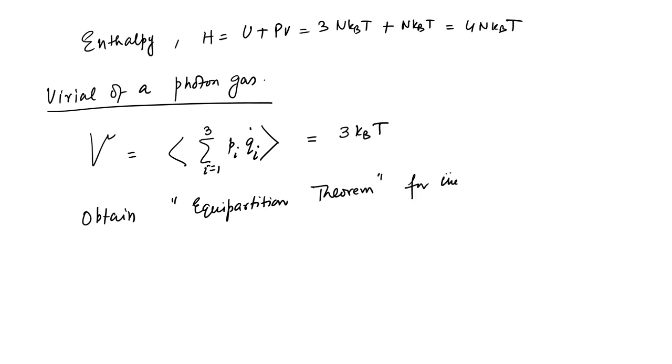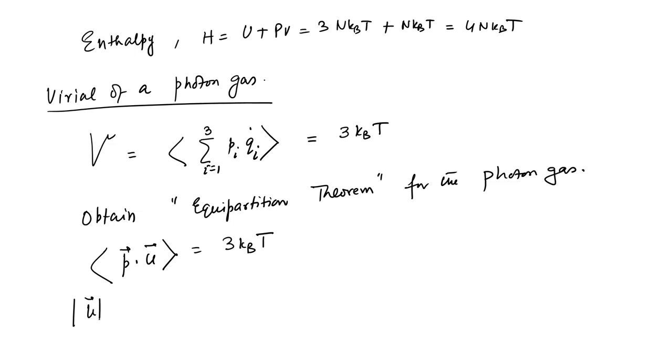For the photon gas, that is the question, and in order to do that, we simply take the virial. You see the virial is actually nothing but p dot u, where u is the velocity, which is equal to 3kT. Now, I just remind you that the magnitude of velocity in relativistic mechanics is given by u times the gamma factor, where gamma is equal to 1 by root over 1 minus u square by c square. So, that tells us that p dot u is really m0 u gamma.